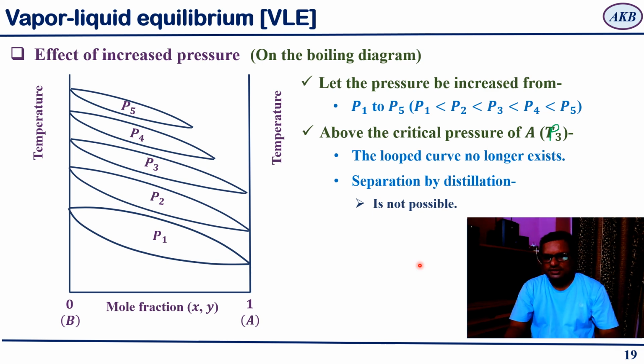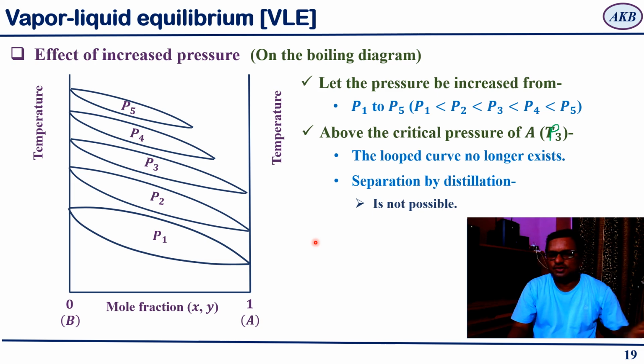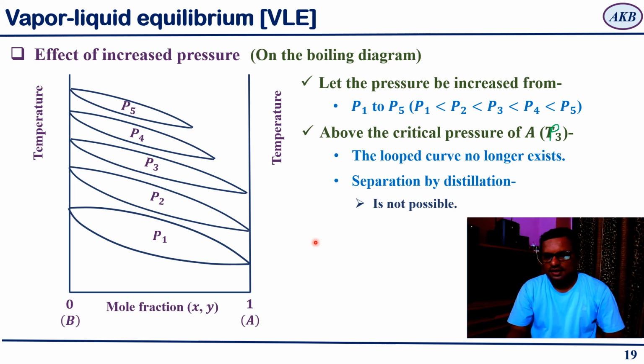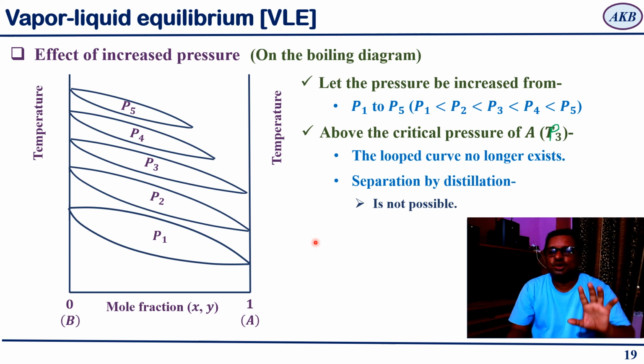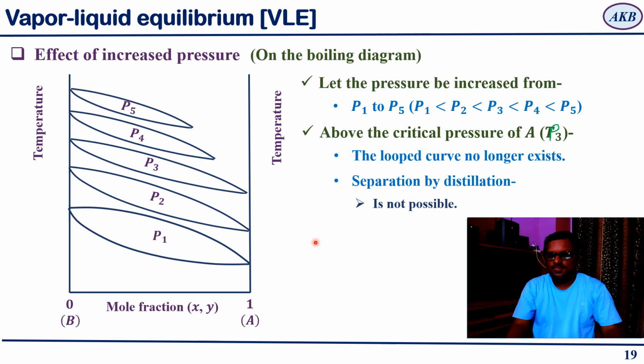With this I end my discussion on this part of VLE. I have talked about constant pressure equilibria. In the next lecture I'll be talking about constant temperature equilibria. Here we have understood the boiling point diagram, which is nothing but the constant pressure equilibria. We have also understood the effect of increased pressure on the boiling point diagram.